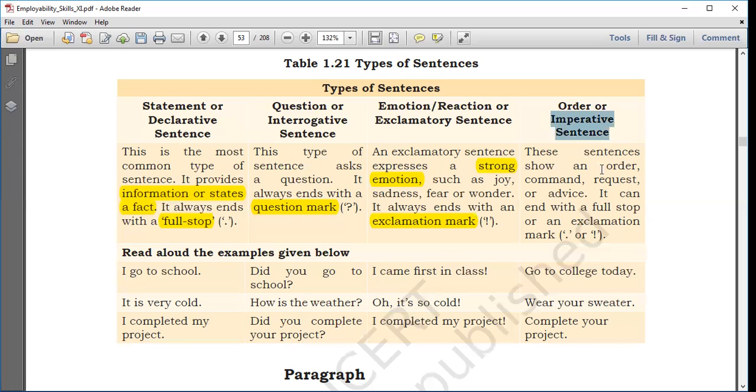Fourth category is imperative. Imperative में आता है orders, commands, requests and advices. If you give an order to somebody, such sentences are imperative, or if you request somebody or advise somebody, like go to the college today. You are ordering someone to go to the college. So this is an imperative sentence, and these imperative sentences end with an exclamation mark or full stop. Both are used in this. Wear your sweater, we are ordering someone. So this is imperative. Complete your project, again order, right? It can be a request also. Please complete your project. So again, it is imperative.